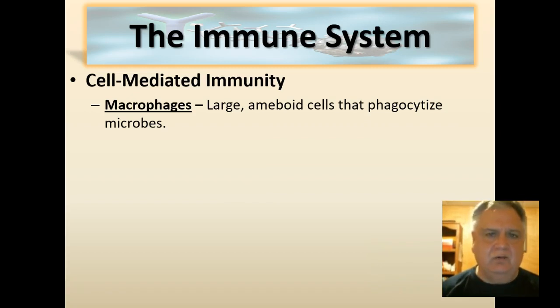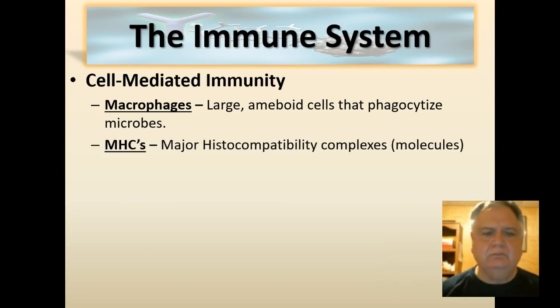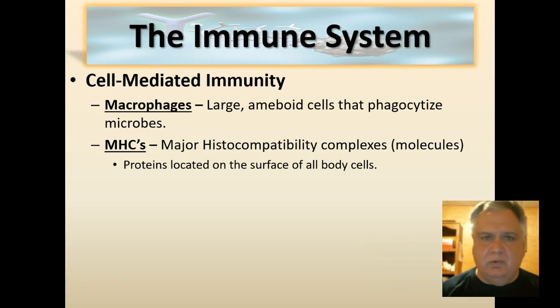Once they encounter the pathogen, they can phagocytize, engulf, or remove the pathogen. Now, an important term we have to take a look at that's associated with these macrophages, and to tell you the truth, with all cells in your body, are what we refer to as MHCs, or major histocompatibility complexes. These major histocompatibility complexes are proteins that are located on the surface of all of our body cells, and they are unique to each individual.